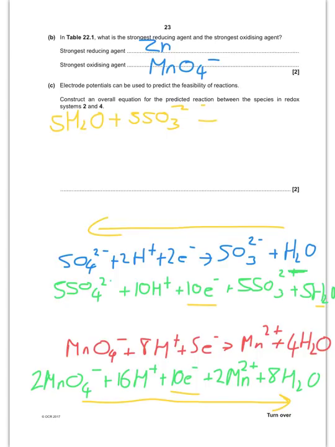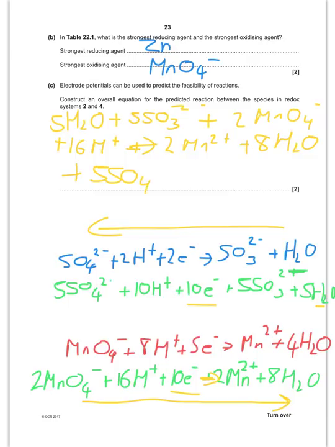And also I'm going to add 2MnO4⁻ plus 16H⁺. You obviously ignore the electrons, and that's going to go to 2Mn²⁺ plus 8H2O plus 5SO4²⁻ plus 10H⁺. A bit of confusion between my pluses and my arrows there, sorry about that.